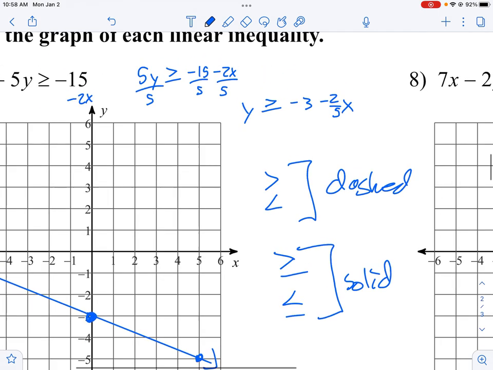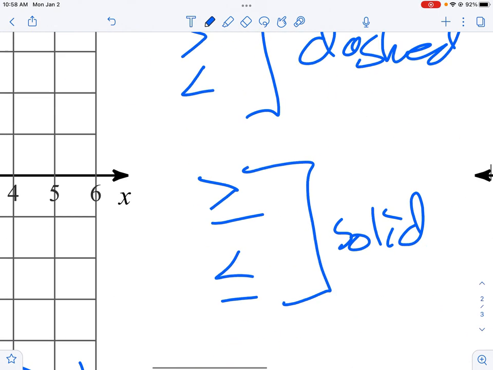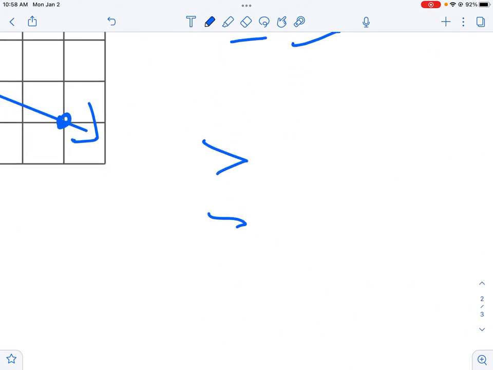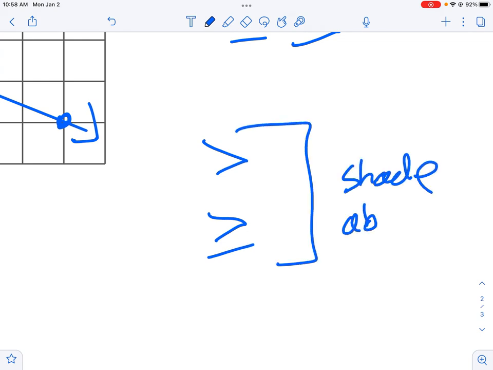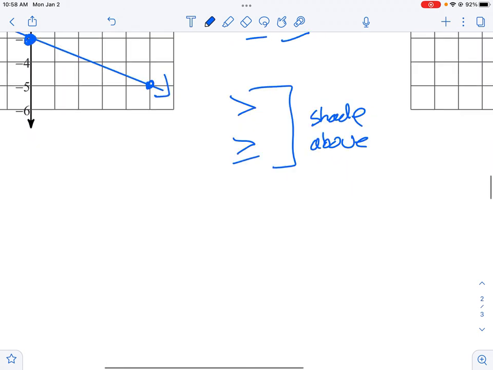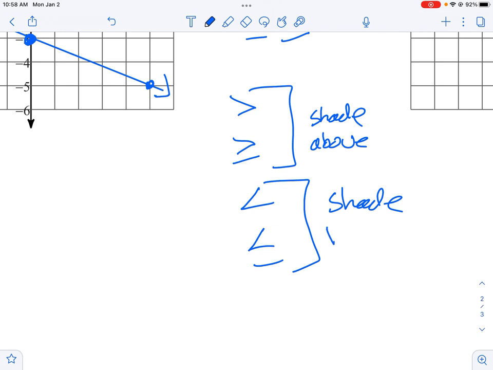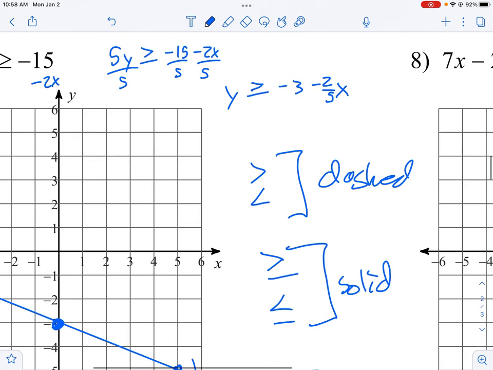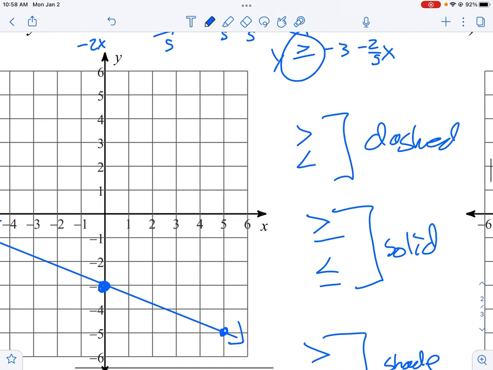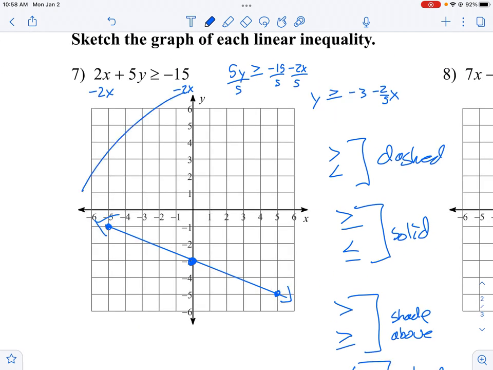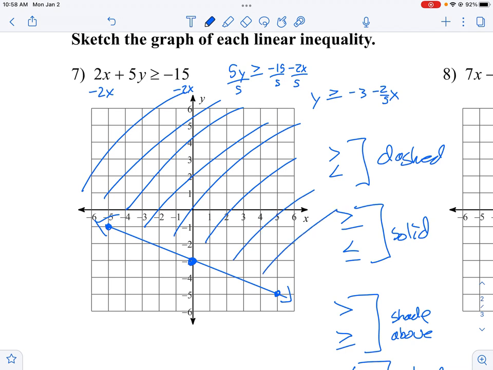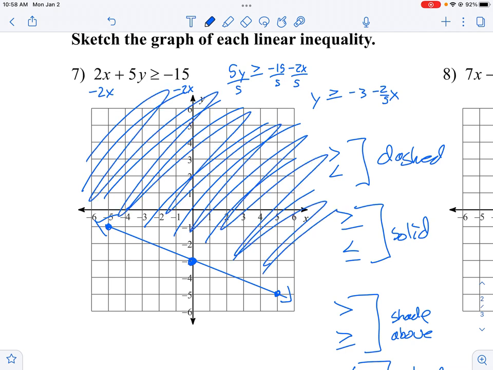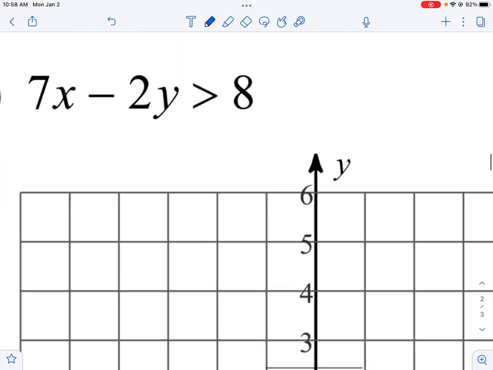And then we also need to do a little bit of shading. If it says greater than or greater than or equal to, this is shade above. And then if it says less than or equal to, that is shade below. So I'm going to shade above on this one because it says greater than, which is going to be on this side. So I like to just draw lines like this. But if you want to squiggle, you can squiggle. That's cool too. Okay, let's move on to our last one.